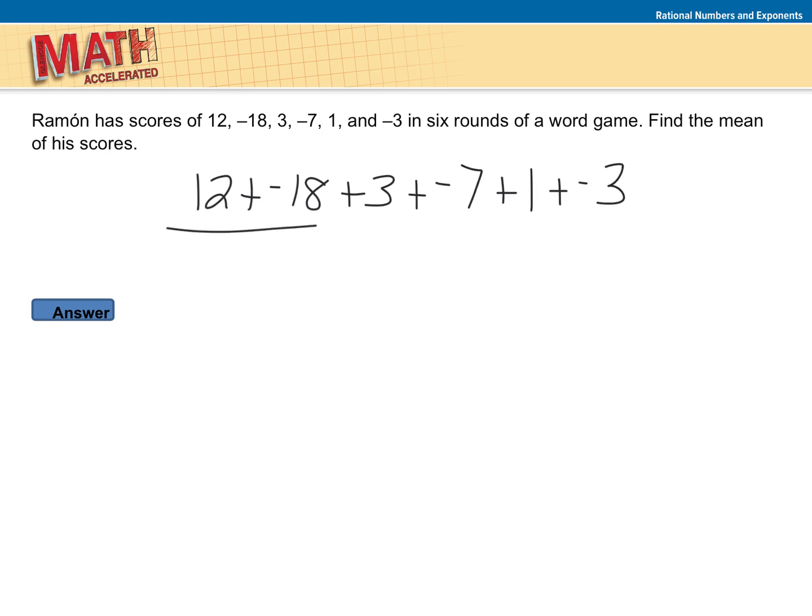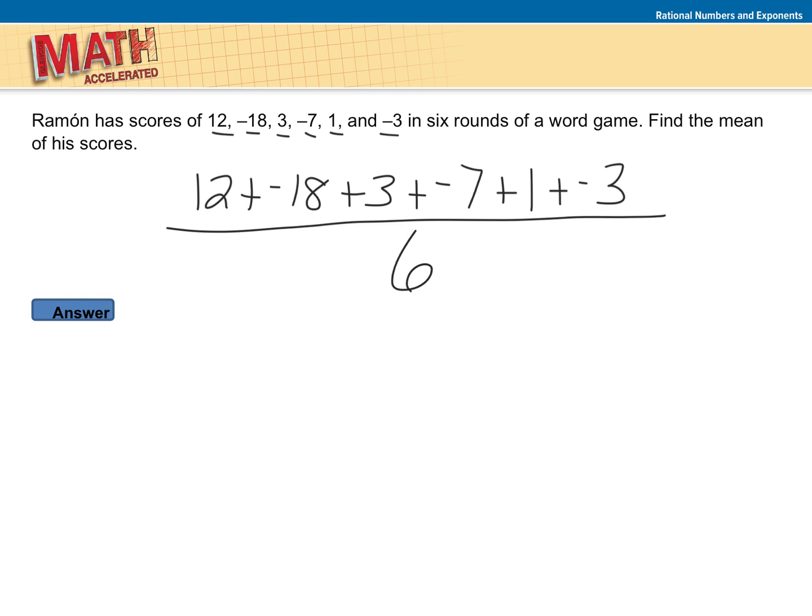And then we divide all of that by what? 6. How did you get 6? I counted all the numbers. The total number that there are. There's 1, 2, 3, 4, 5, and 6. Okay? So now we just got to work left to right to add all those together.